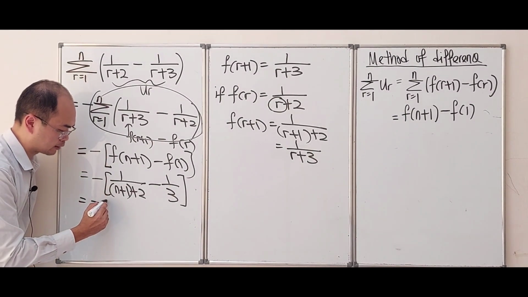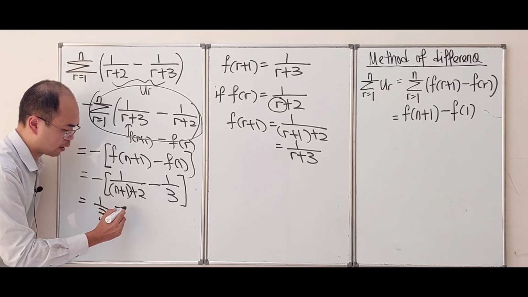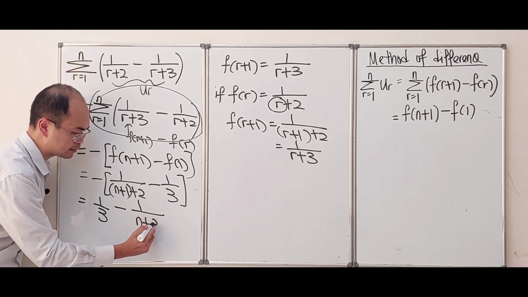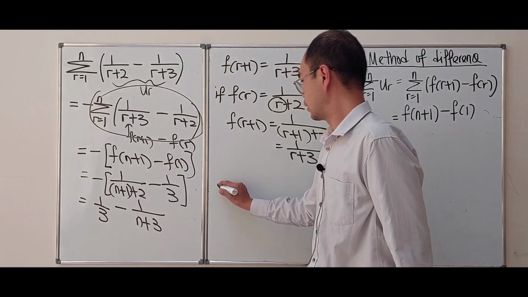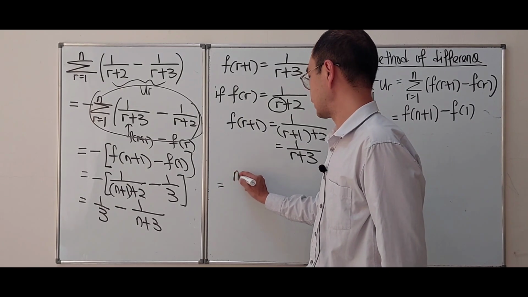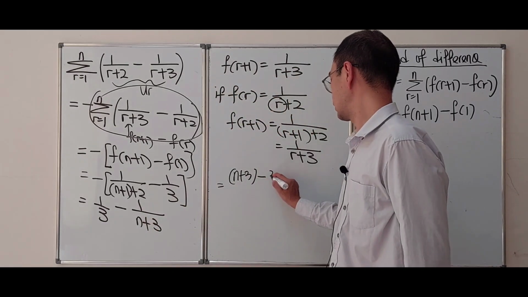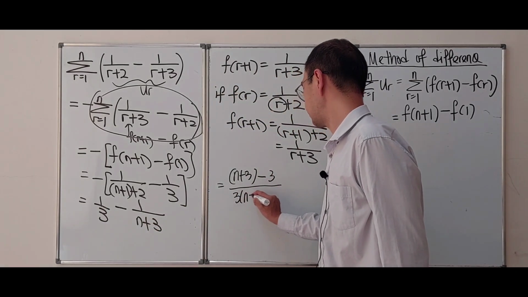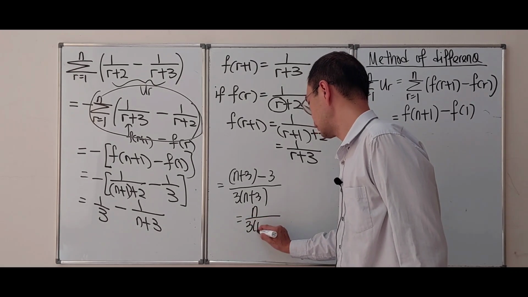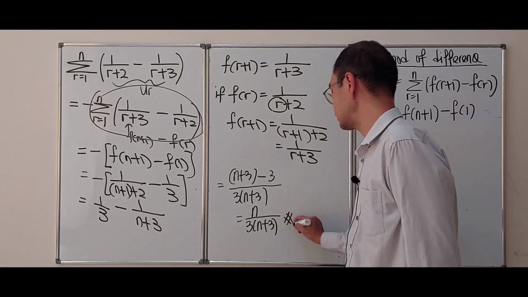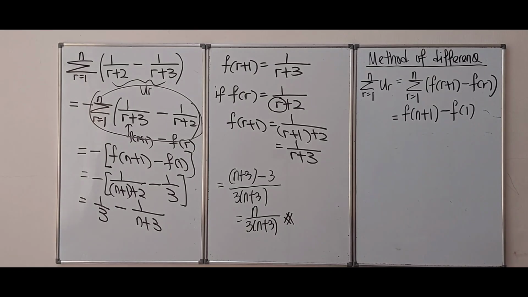So I multiply the negative, and we're getting 1 over 3 minus 1 over n plus 3. You try to rearrange this, you are getting n plus 3 minus 3, over 3n plus 3. So eventually we'll get the same solution as the method of listing, okay? So this is the second method I introduced for you, using the method of difference. Alright, that's all for this video.